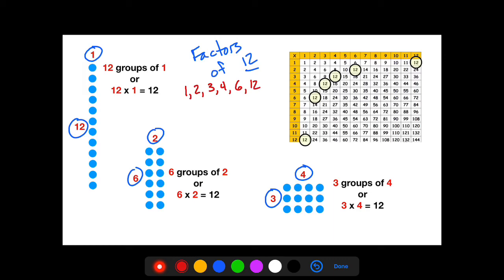It's just a list of all the numbers that could be in some sort of multiplication problem and come out with a product of 12. So 12's got a lot of factors, right? It's got 6 different factors. We'll do one more example.